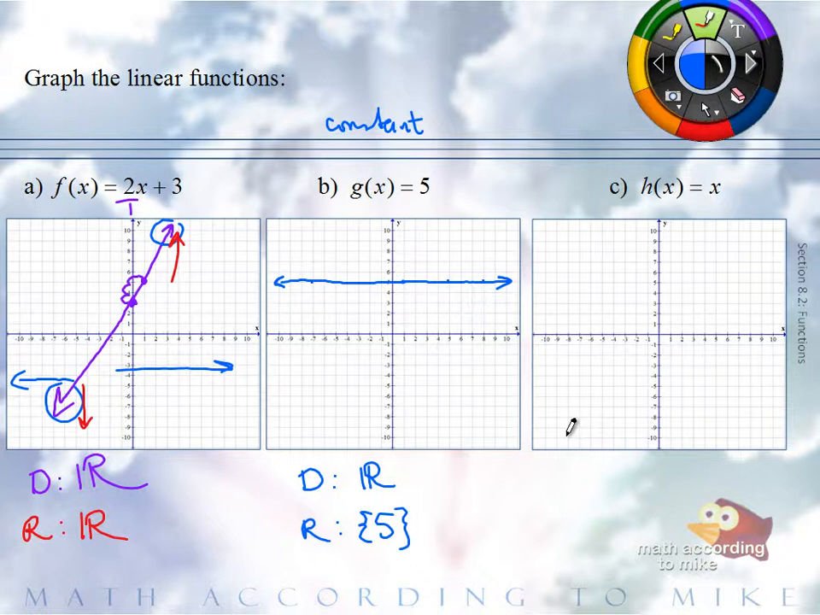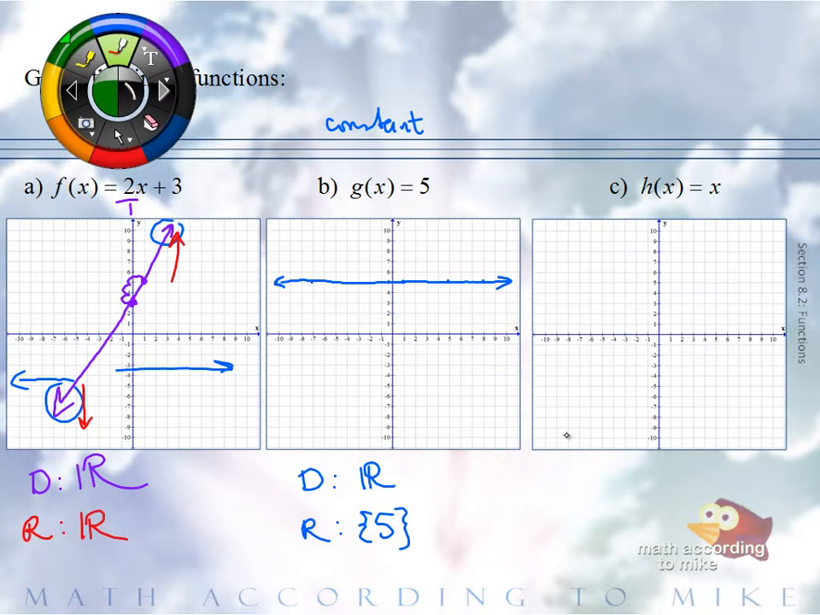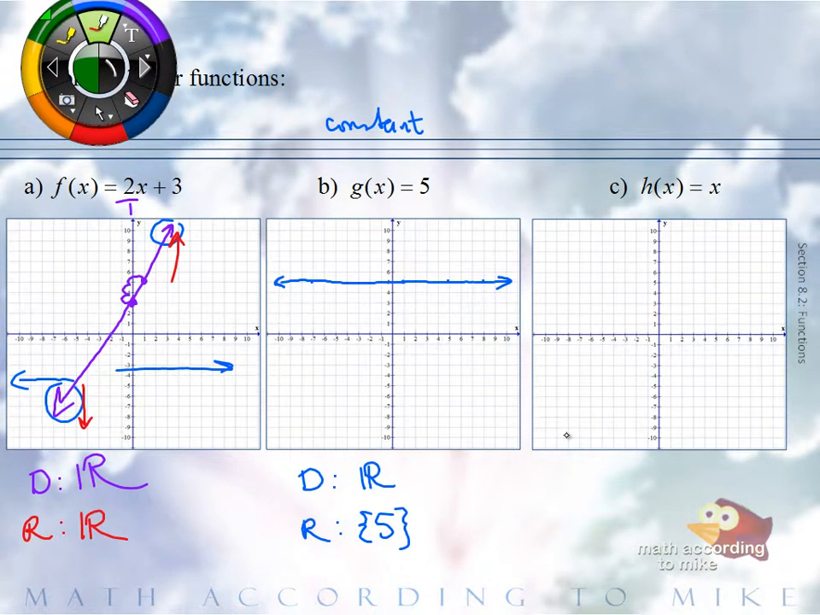How about C? Pick a number for x. 7. What do you get for y? 7. Pick another number for x. 2. What do you get for y? 2. What if you pick -3? What do you get? -3.